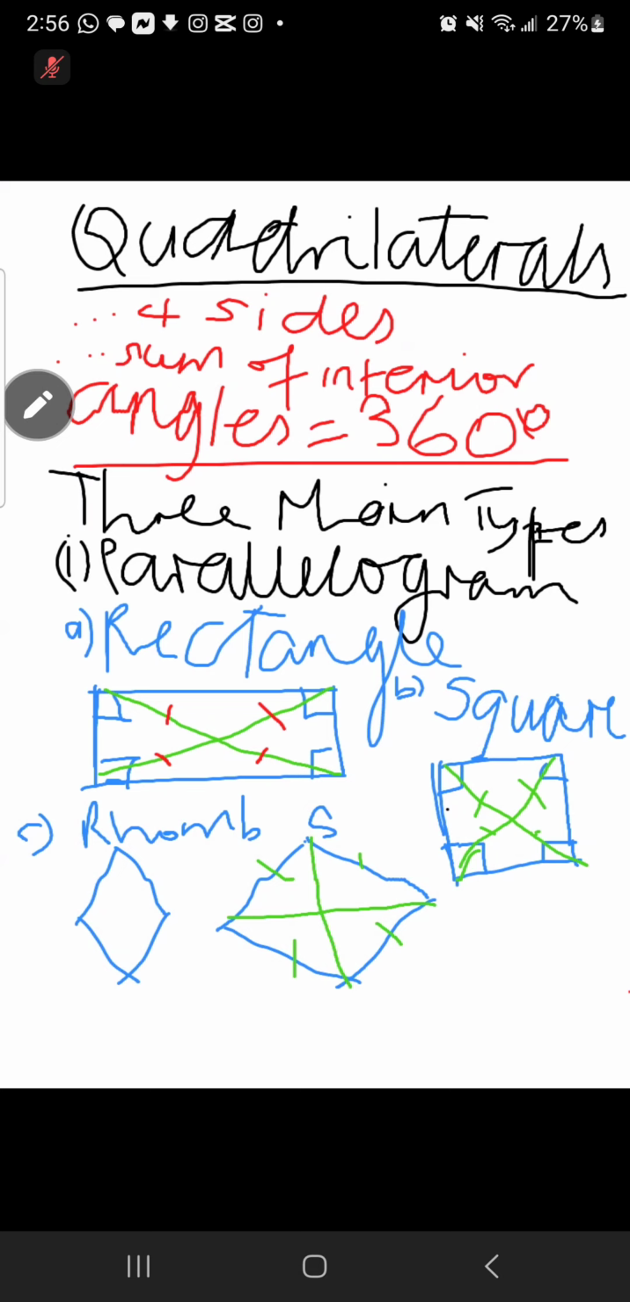Let me repeat that. The facts about the rhombus. Point number 1, it's from 4 equal sides. Yes, so I'm going to repeat that. Underneath rhombus, you have 2 main points. One, the rhombus has 4 equal sides. S-I-D-E-S. 4 equal sides.